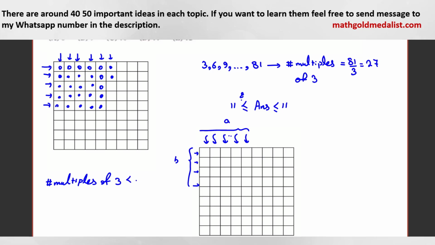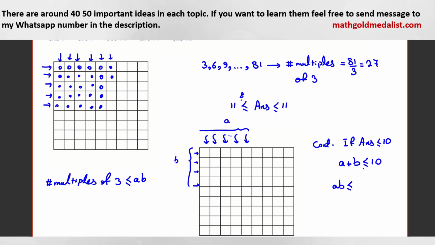Now, I want to prove that the answer is at least 11. I use contradiction. Suppose the answer is at most 10, it means what? It means A plus B, because these A columns and these B rows are multiples of 3. So A plus B is at most 10. And we know in this case, the maximum of AB is what?